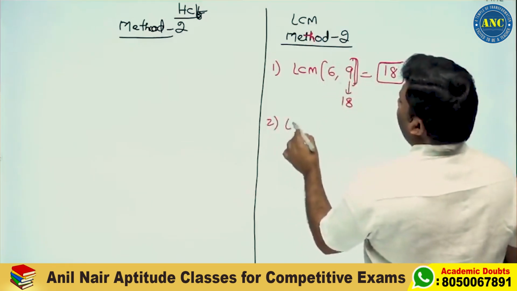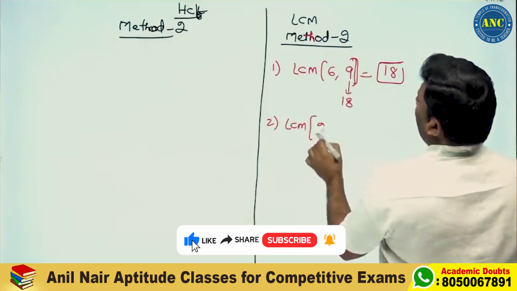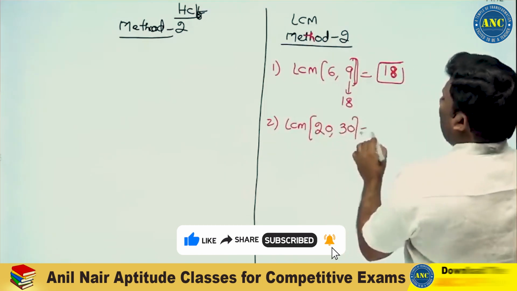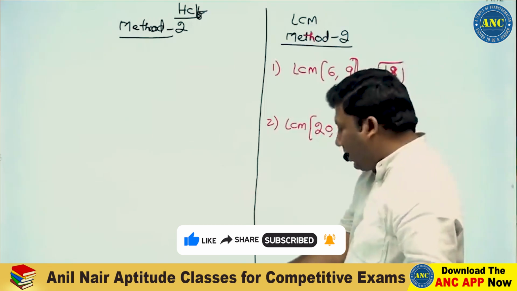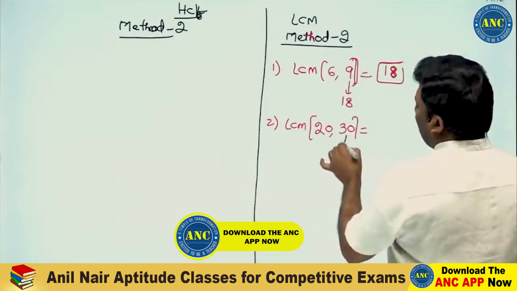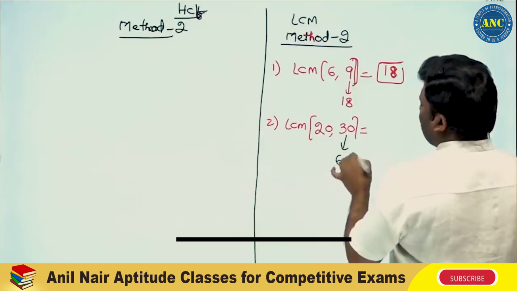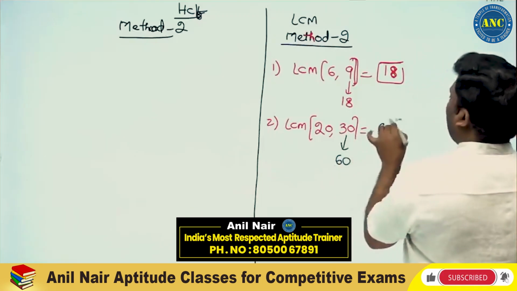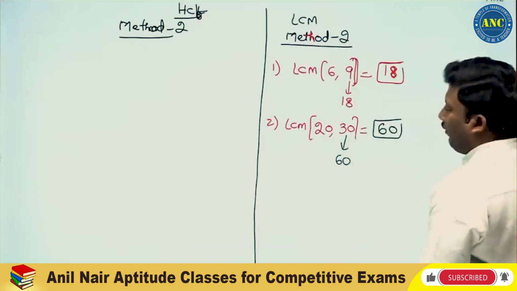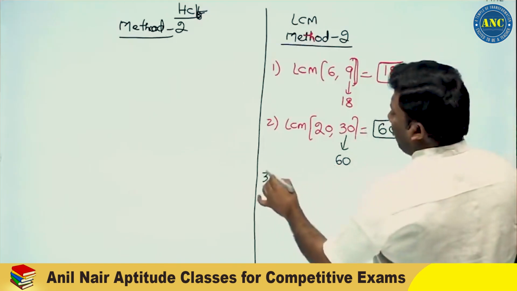Second example: LCM of 20, 30. 30 is the largest number, and it is not a multiple of 20. I took the multiple of 30, which is 60. 60 is a multiple of every other number, 20 as well. One more example.